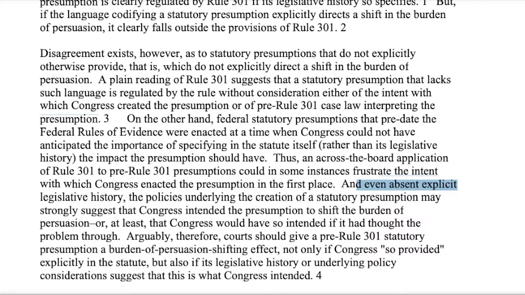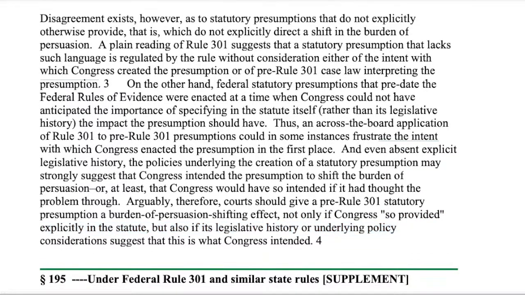And even absent explicit legislative history, the policies underlying the creation of a statutory presumption may strongly suggest that Congress intended the presumption to shift the burden of persuasion, or at least that Congress would have so intended if it had thought the problem through. Arguably, therefore, courts should give a pre-Rule 301 statutory presumption a burden of persuasion shifting effect, not only if Congress so provided explicitly in the statute, but also if its legislative history or underlying policy considerations suggest that is what Congress intended.